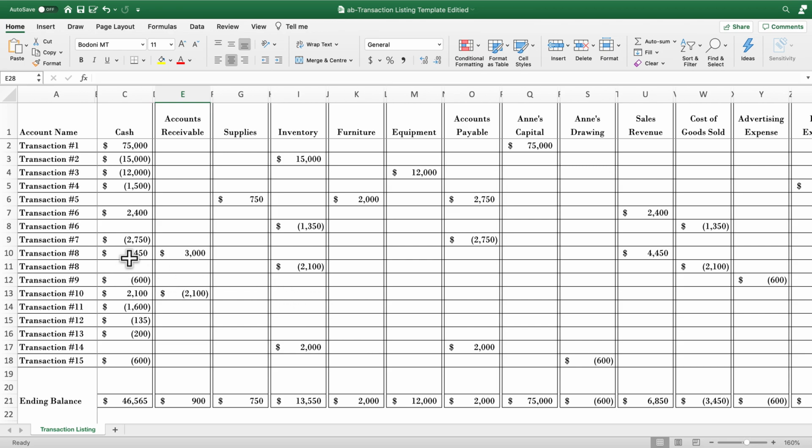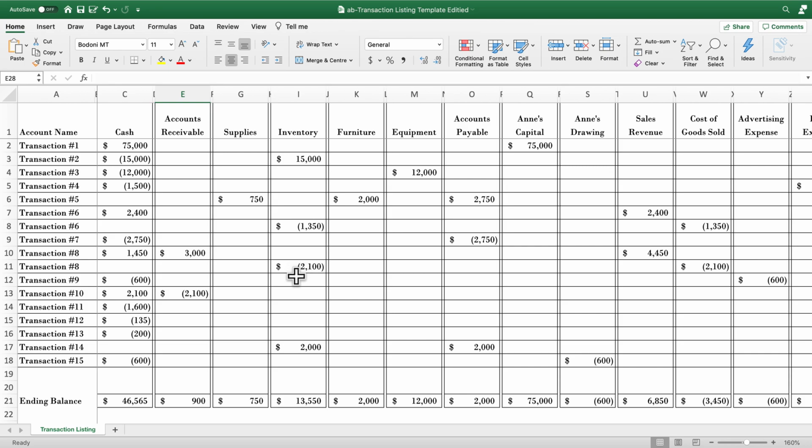And then the other amount, the $3,000, she sells it on account. So we see accounts receivable increasing by $3,000. And then we see our sales revenue is $4,450 because you add the cash to the $3,000 that's still owed to get sales revenue of $4,450.